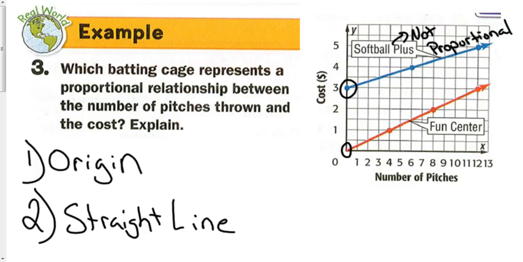So let's look at the fun center. All right, fun center. Does it go through the origin? Well, I'm looking down here. Yep, that goes through the origin. Is it a straight line? I'm looking at this. Looks pretty straight to me. So it looks like we have a straight line that travels through the origin. So fun center is a proportional relationship between the number of pitches and the cost.